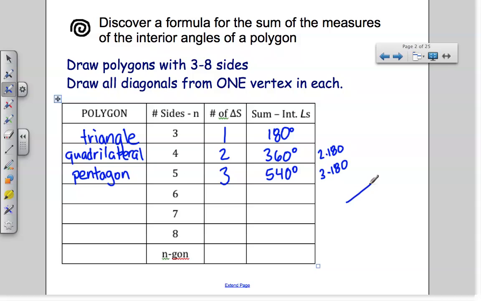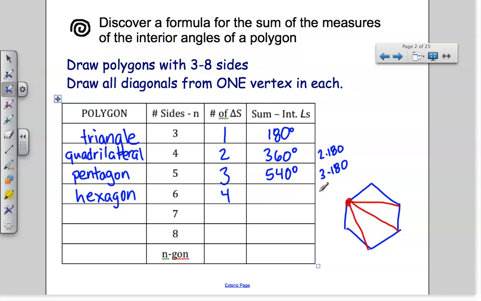And then let's look at a 6-sided. Do you remember the name for a 6-sided polygon? If you remember, that's called a hexagon. You may be starting to see a pattern here. I'm going to draw all the diagonals I can from this vertex. I could pick any vertex, really. I just want to split it into triangles, and you notice this hexagon splits into 4 triangles.